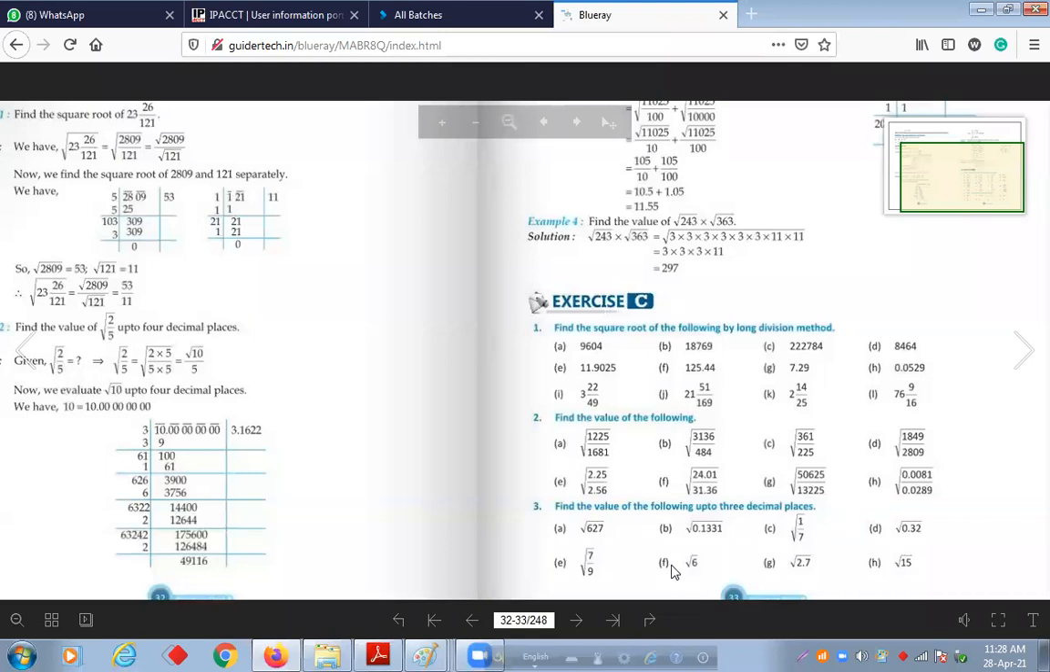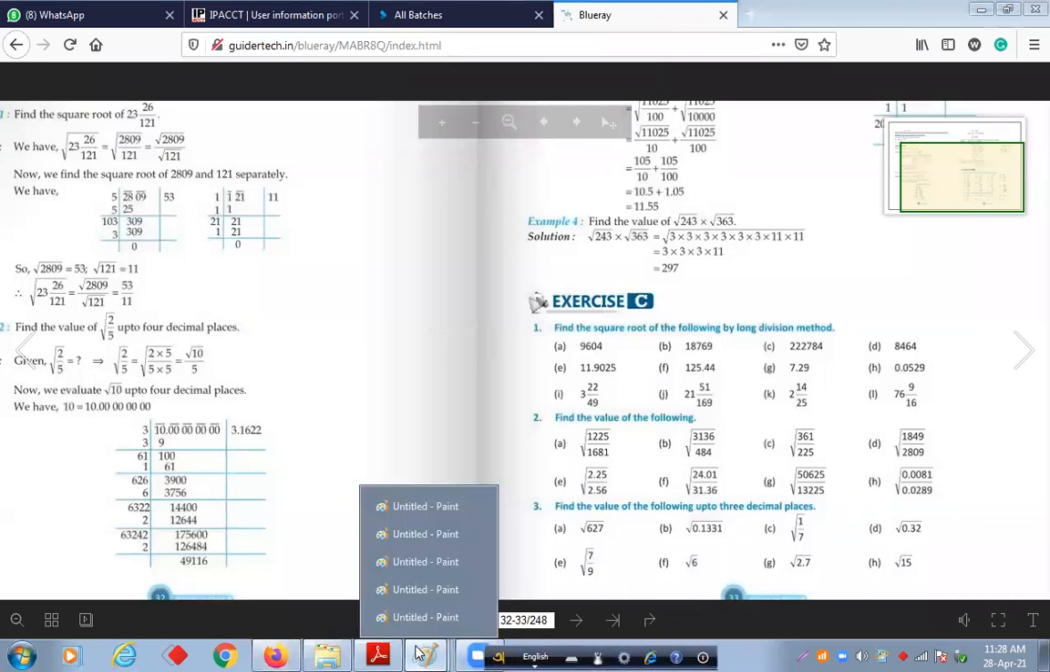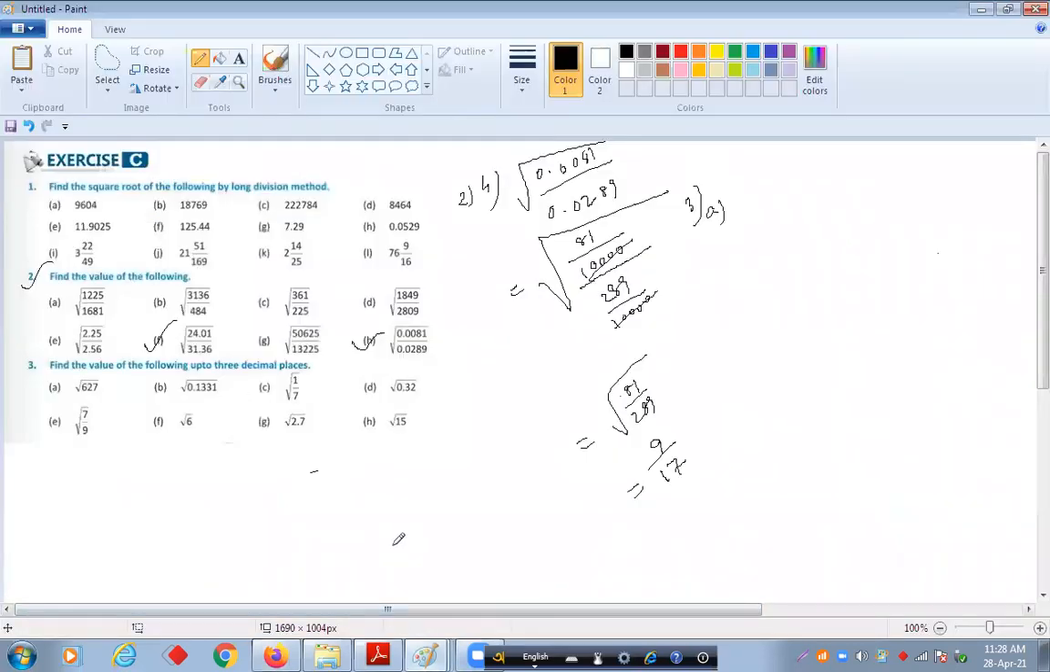Now come back to our portion. On this. So root over of 600. Sir, what is the organization code? BBUWT.